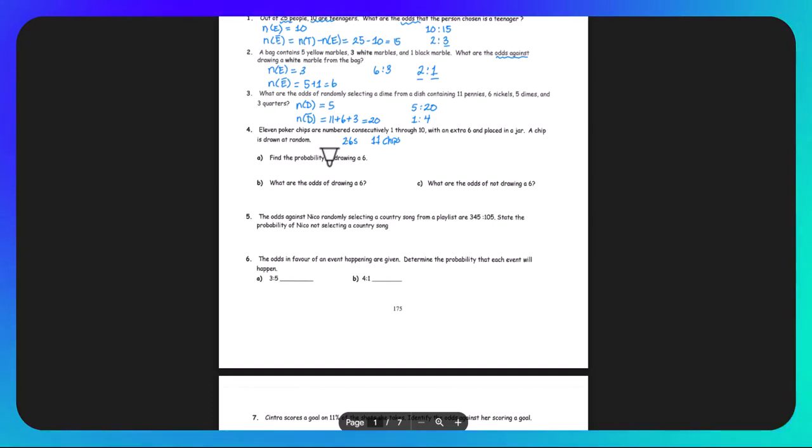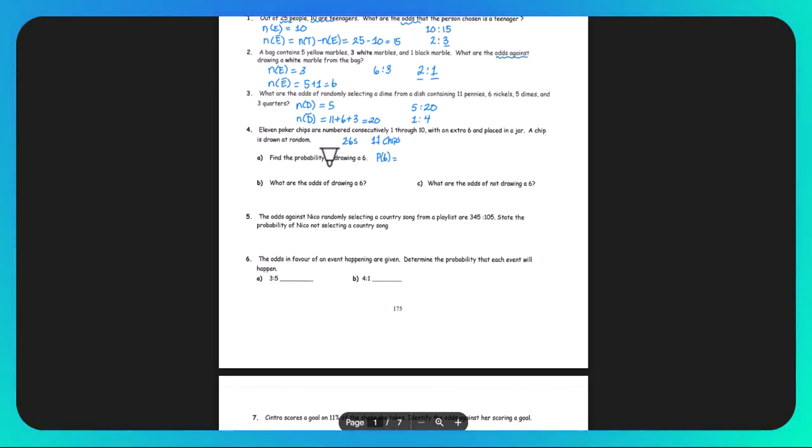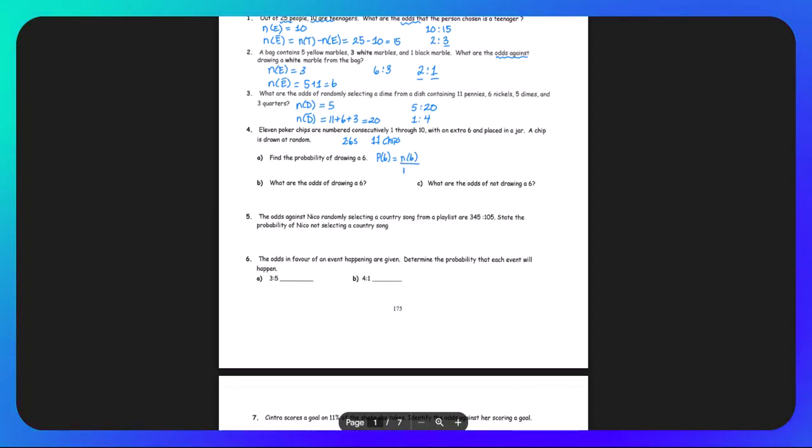So we want to find what is the probability of drawing a 6. So the probability of 6 would equal the number of 6s divided by the total number of chips. So the number of 6s is 2, the number of chips is 11, and we can't reduce this further because we have the 2 on the top, and 11 is odd.